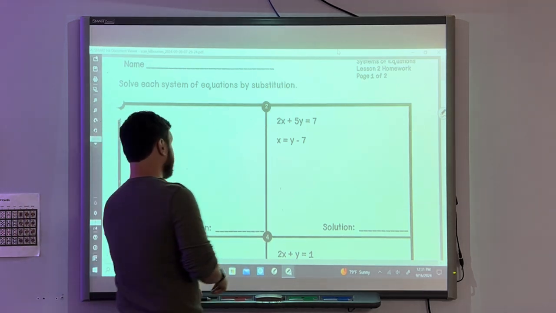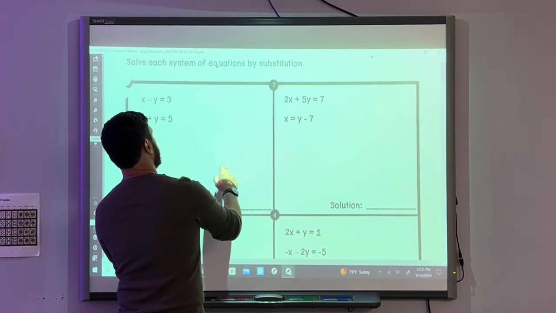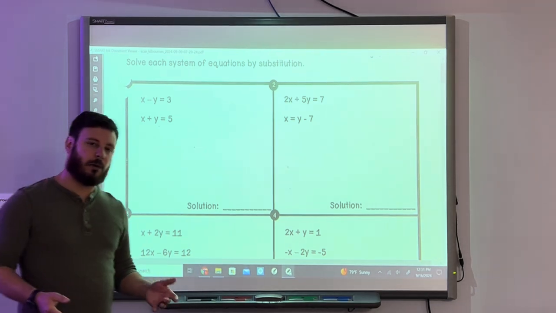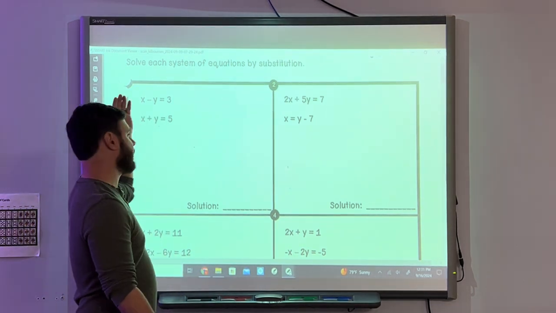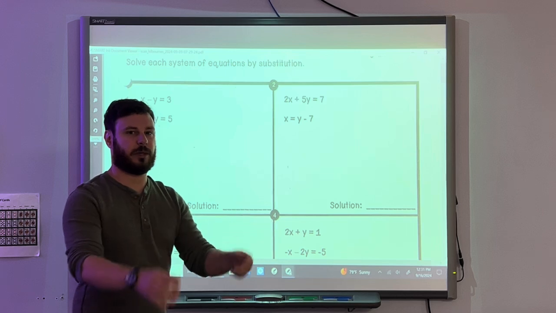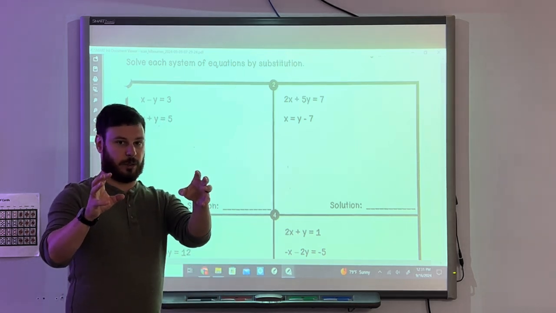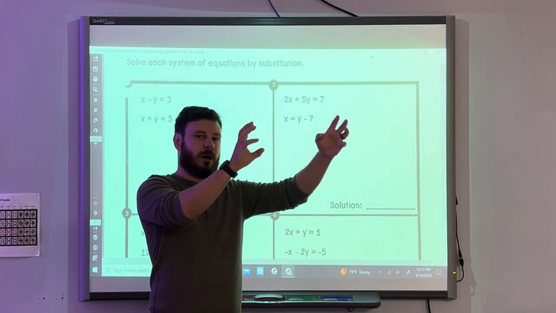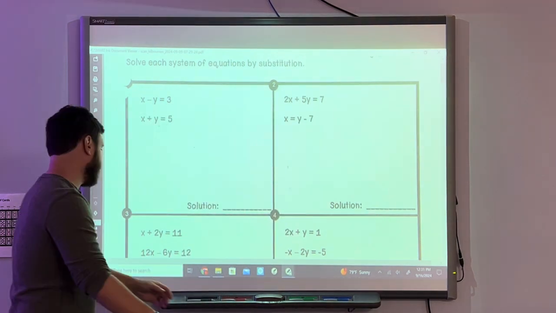So at the most basic level, substitution says I want to get a variable all by itself. I want to define what x is equal to. X equals something. And then I'm going to take that something and plug it into the other equation, and that will help me get my answer.